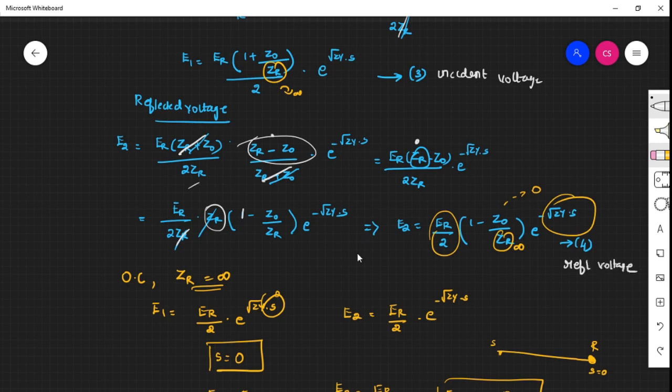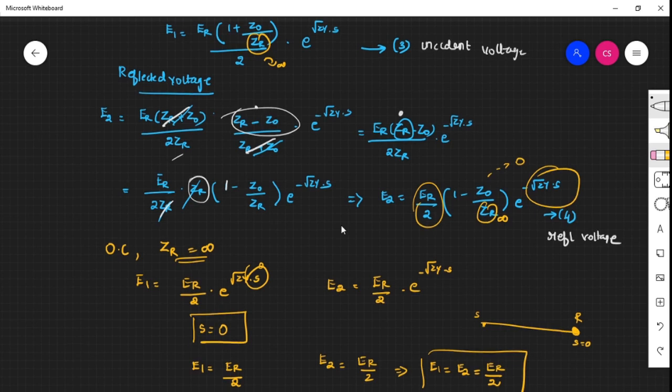Now under open circuited conditions, we know that the impedance of the line will be infinity. So under open circuit, ZR will be infinite. Substitute ZR equal to infinity in equation number 3 and also ZR equal to infinity in equation number 4. We know that anything divided by infinity, the answer is 0. So this total term will become 0. Similarly, this total term will become 0. Therefore, E1 will reduce to ER by 2 into e power root of ZY into S, and similarly, E2 will reduce to ER by 2 e power minus root of ZY into S.